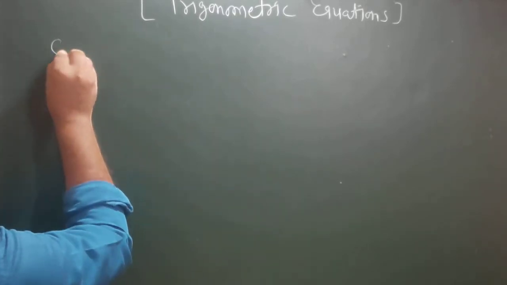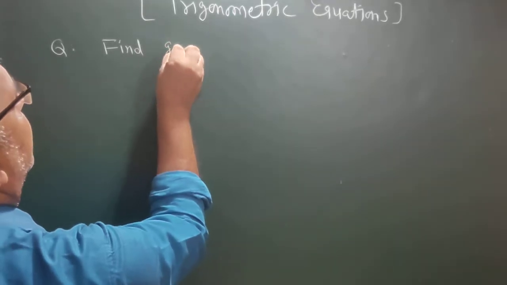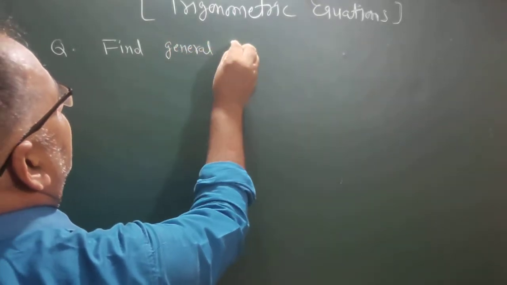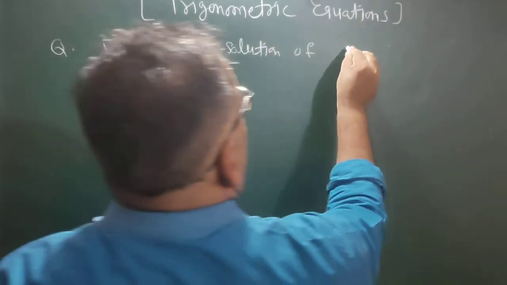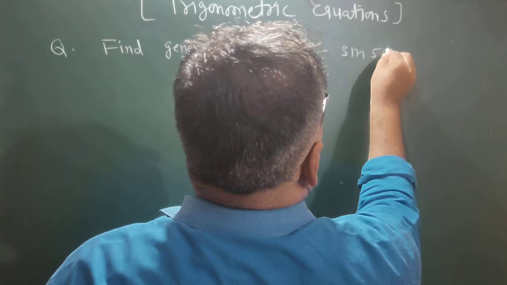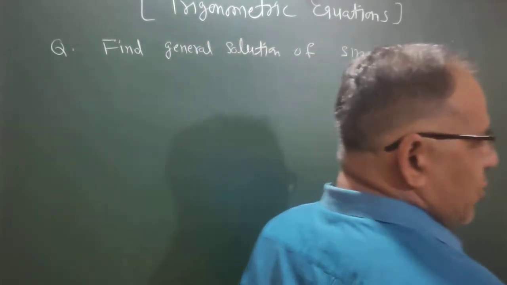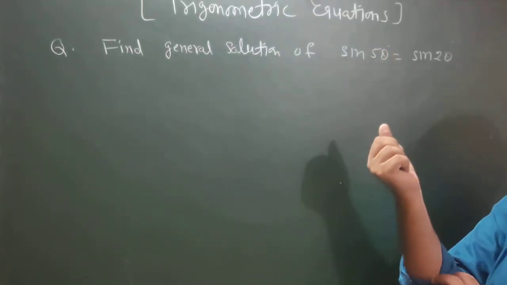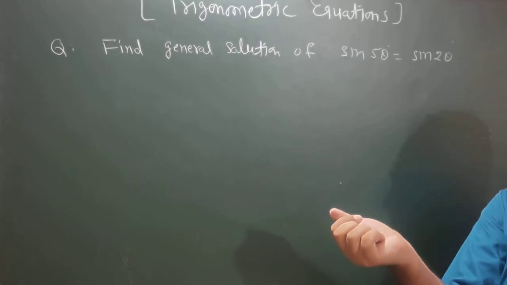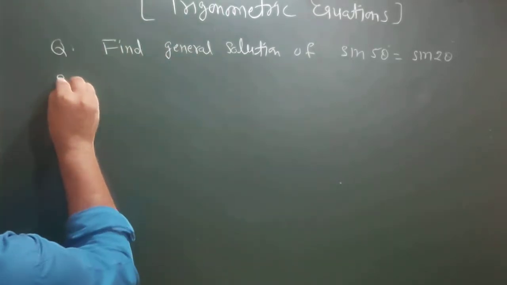Now I am taking another question. Find the general solution of sin 5 theta equal to sin 2 theta. Now the trigonometric ratio is sin, and the unknown angles are 5 theta and 2 theta, and both sides have unknown angles. But we have only the formula for solving this question. So how can we start?